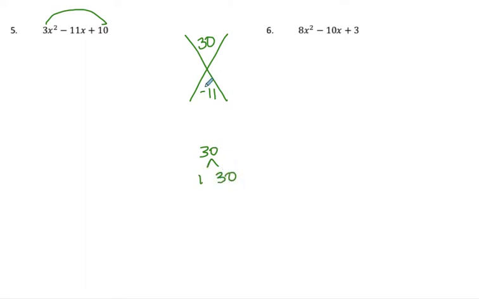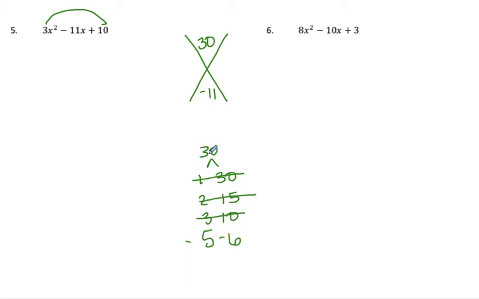And again, if I want a negative, I have to be subtracting here, not adding. So I can make 29 there. 2 and 15, okay, 2 and 15 I can make 13 when I subtract, but not 11. 3 and 10 is my next number, and if I subtract, I can make 7, so that one's not going to work. Okay, so the next one, 4 doesn't go evenly, 5 and 6. Okay, I can make a negative 11 if they're both negative there.